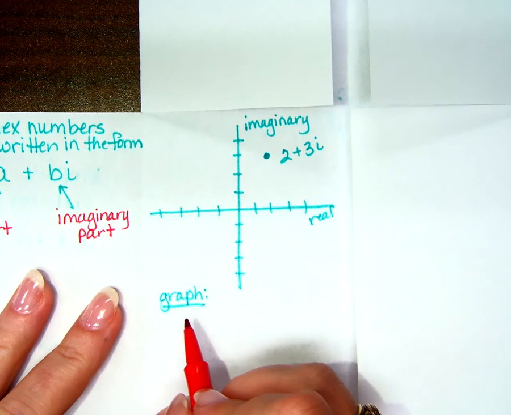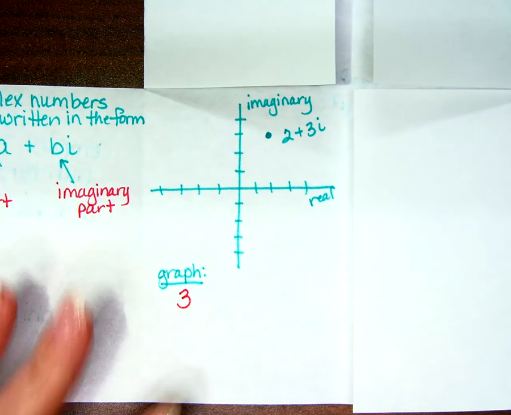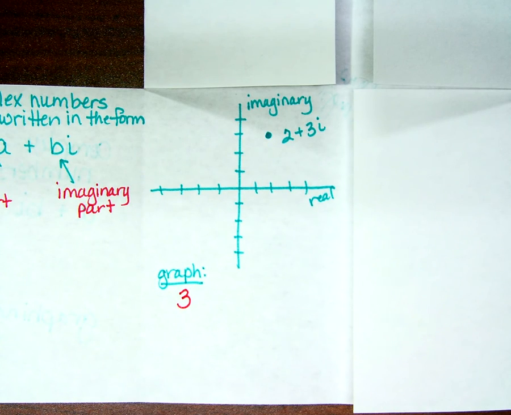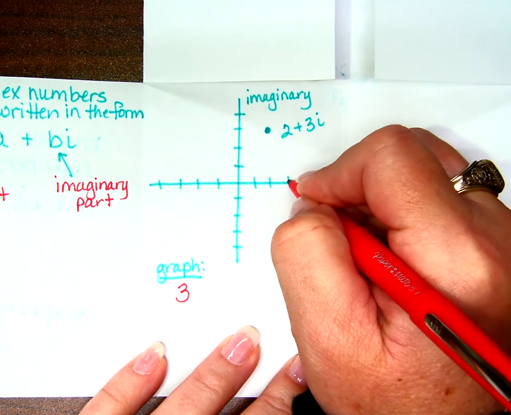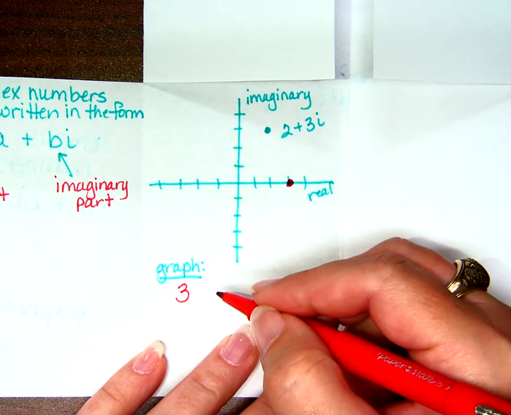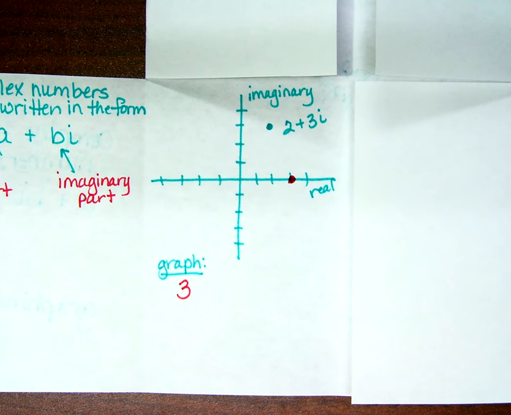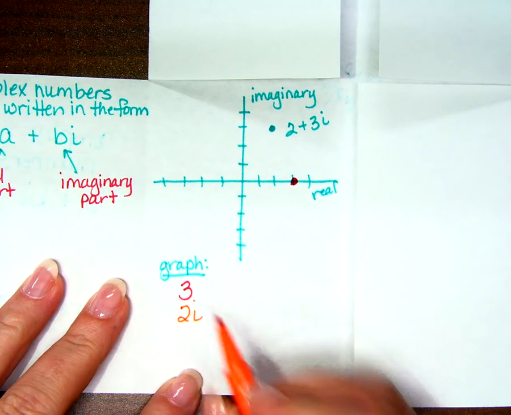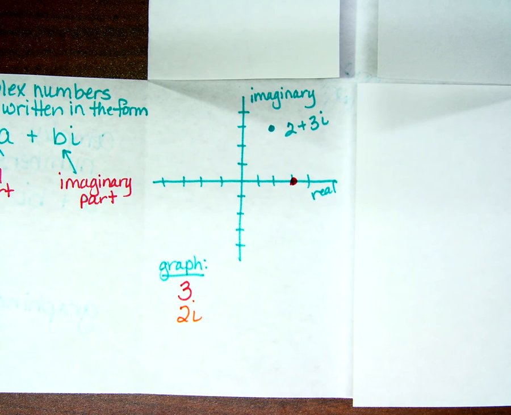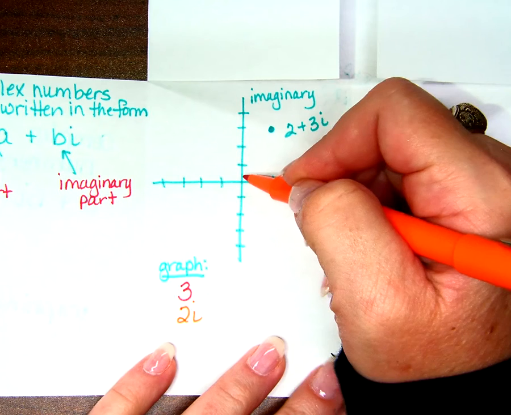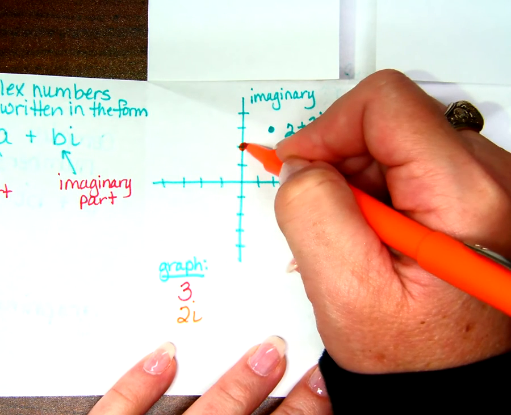So first thing I need you to graph is 3. On a coordinate plane axis, can I graph 3? I cannot, can I? I have to have an x and a y coordinate. On a real and an imaginary axis, can I graph 3? Because real is 3. What's its imaginary part? 0i, right? So I just go over 3 and I put a dot. What about 2i? What's its real part? 0. So I go up 2 on the imaginary axis.